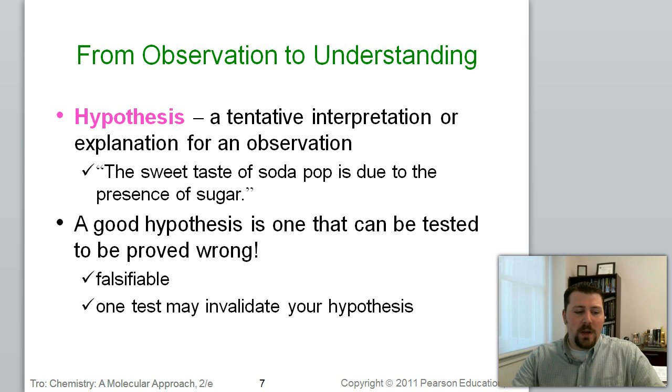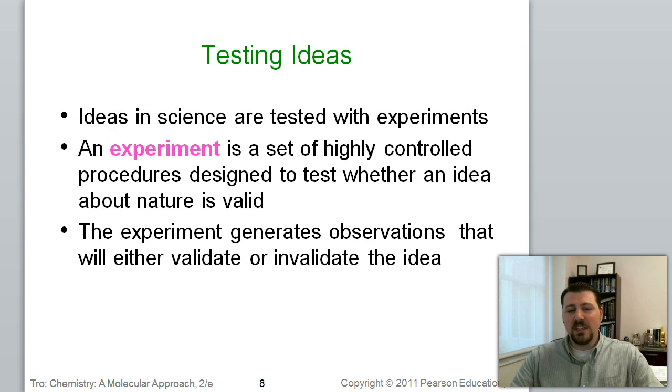As you're testing your hypothesis, you're going to make some experiments. So you're going to test your hypothesis by doing experiments, which is a set of highly controlled procedures designed to test whether or not your idea, your hypothesis about nature, is valid, whether it holds true in new circumstances, in essence. And so the experiment generates your observations, and these observations you will use to validate or invalidate your ideas and your hypotheses. So it's kind of a system that we have working here, known as the scientific method.